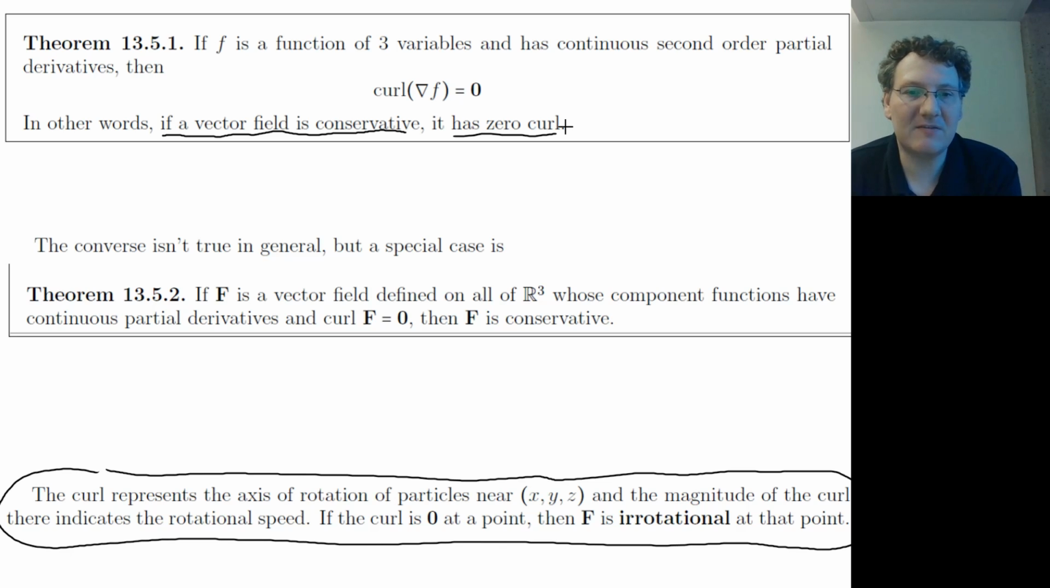But if it's a vector field defined on all of R3, as long as the component functions have continuous partial derivatives, then that's enough for us to make the converse: if the curl of F is the zero vector, that means F is conservative. So this is a great check we can use to find out if a vector field is conservative. We can just find its curl. Of course, finding the curl requires doing a cross product, so that might not be so much fun. But as long as the vector field is defined in all of R3, and the component functions have continuous partial derivatives, then you can make this converse statement.